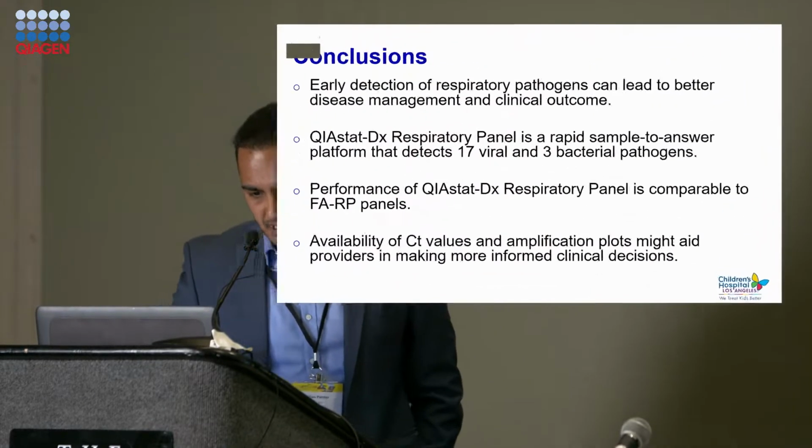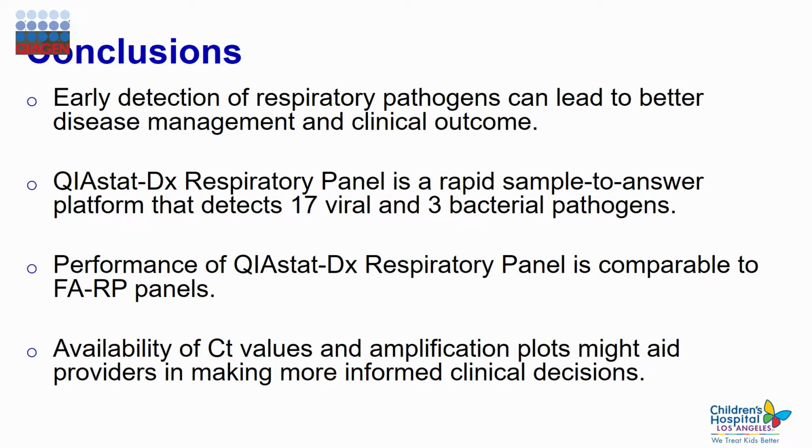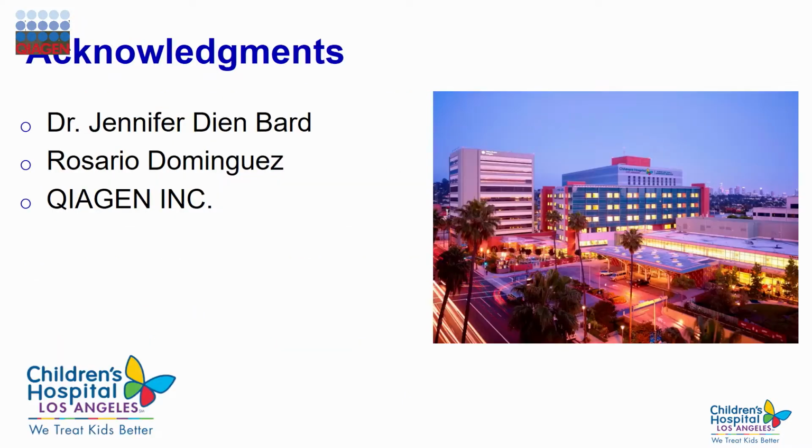So in conclusion, early detection of respiratory pathogens can lead to better disease management and clinical outcome. The QIAstat panel is a rapid sample-to-answer platform that detects 17 viral and 3 bacterial pathogens. Its performance is comparable to that of the BioFire respiratory panel, and the availability of CT values and amplification plot might aid providers in making more informed clinical decisions.